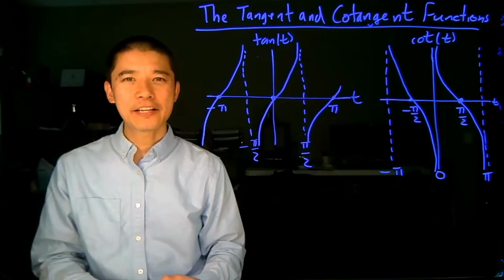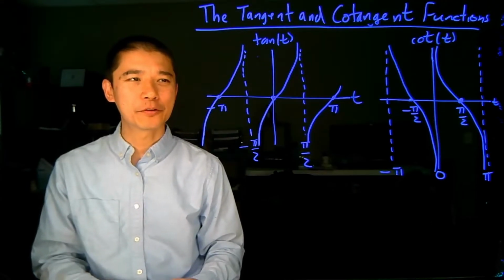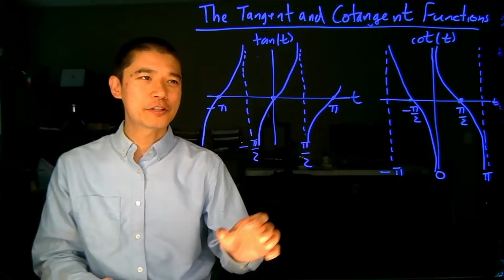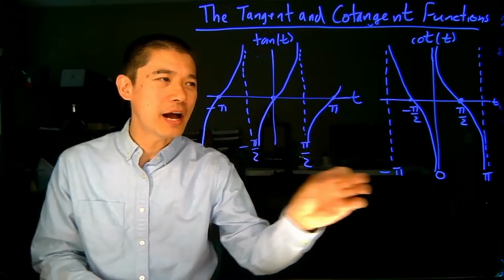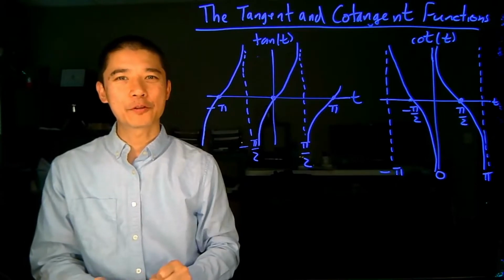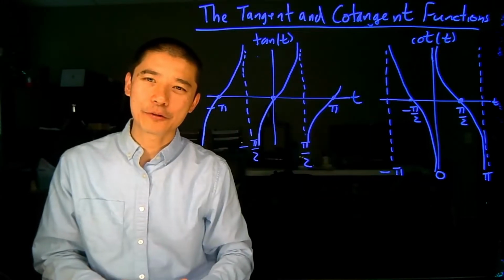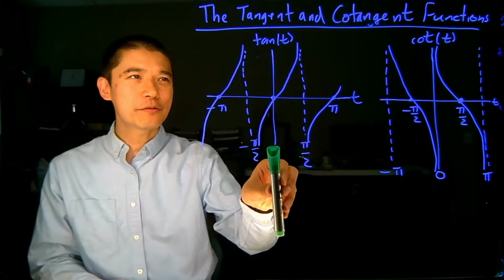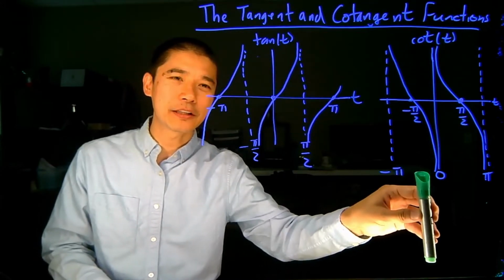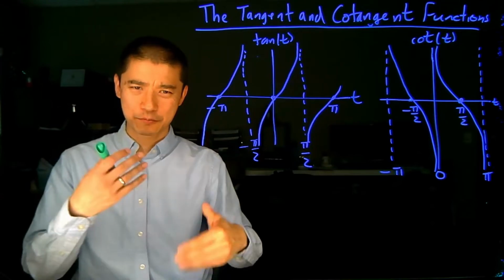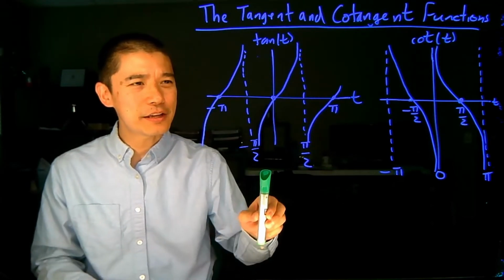We're going to analyze the tangent and cotangent functions just a little bit further. One of the first things that we'll notice about these is that the period is only pi, as opposed to 2 pi for the sine and cosine functions. Another thing is that these two functions are reciprocals of each other. So if we know the graph of the tangent function, we ought to be able to get the graph of the cotangent function by just using some logic.